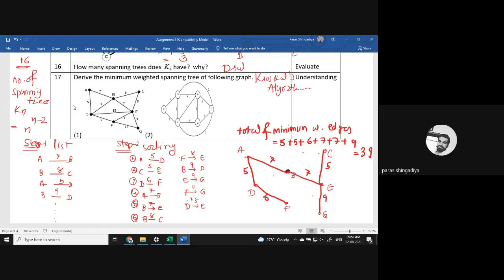Okay? Is there any query to anyone? All this theory is very important for the exam. All the theorems, spanning tree, minimum weighted spanning tree, Euler, Hamiltonian graph, these all are very important. Okay, so now try the second one.